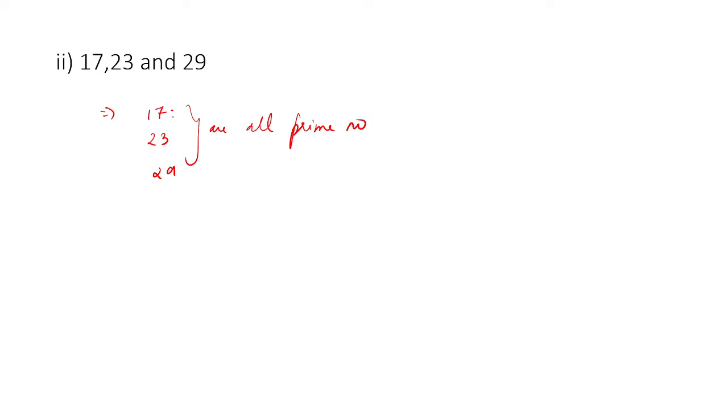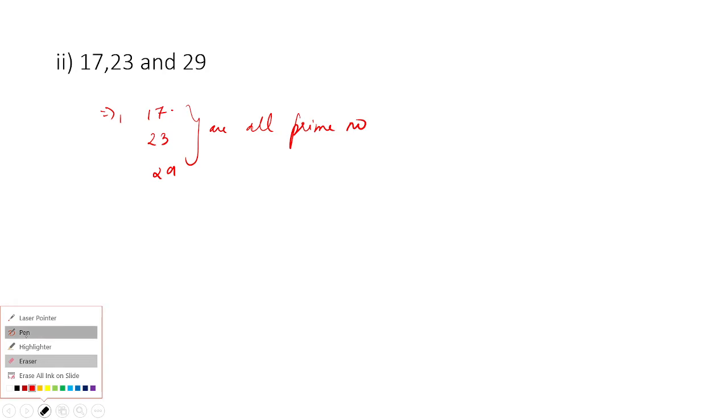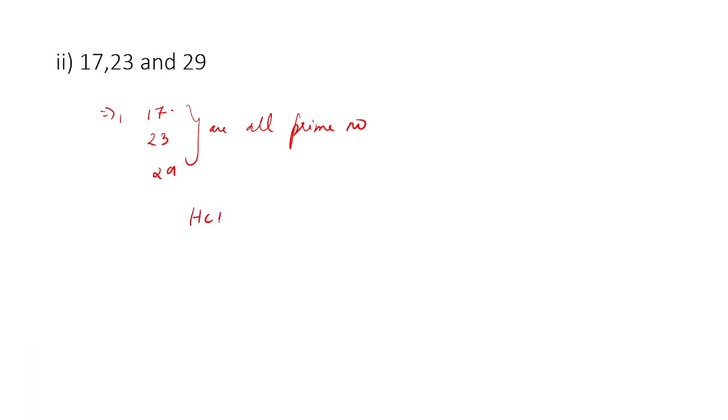So obviously you can write 17 as 17 into 1, and 23 into 1, but it's not necessary. These are all prime numbers. So the HCF, the common factor between all of these, is not going to be 0. Don't make that mistake. The HCF is going to be 1, because you can always multiply 1 into 17 gives you 17, 1 into 23 is 23, 1 into 29 gives you 29. So the HCF would be 1 for these numbers.